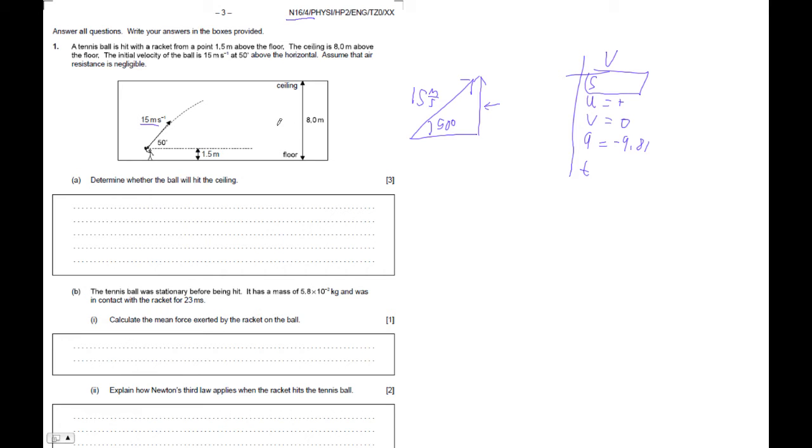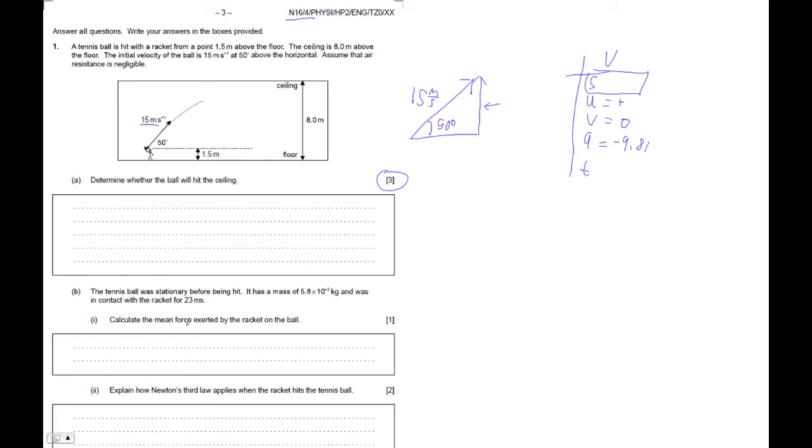Keep in mind that you're 1.5 meters off the floor, so if the displacement is larger than 6.5 meters, then it'll hit the ceiling, and if it's less than that, it won't hit the ceiling. Notice that there's 3 marks here, so show all your steps. Maybe that's a mark to find that side. Maybe it's a mark to use a kinematic equation. Maybe it's a mark to do the, okay, if it's 7 meters, well, 7 plus 1.5 is 8.5, so therefore it hits the ceiling. So show your steps in there.